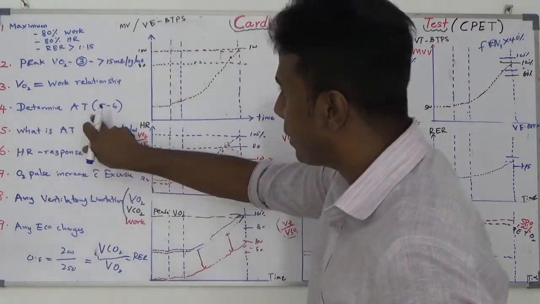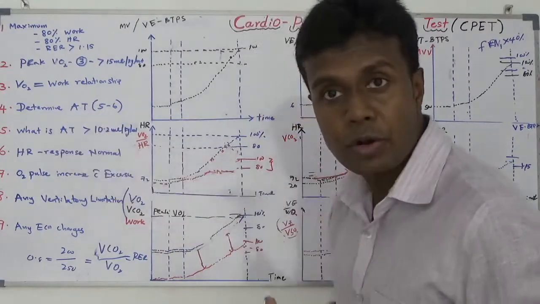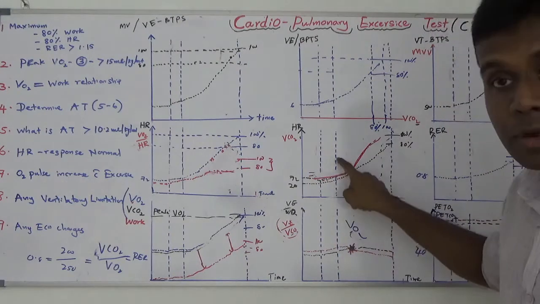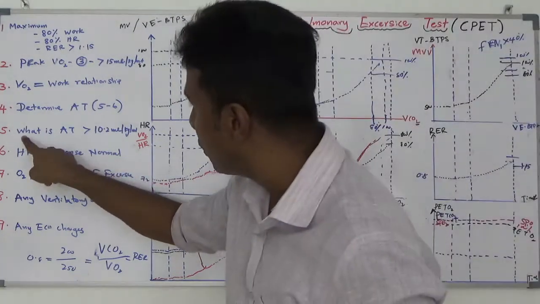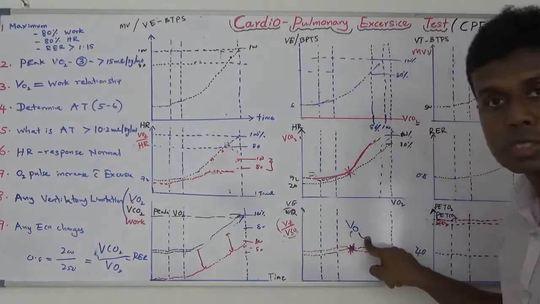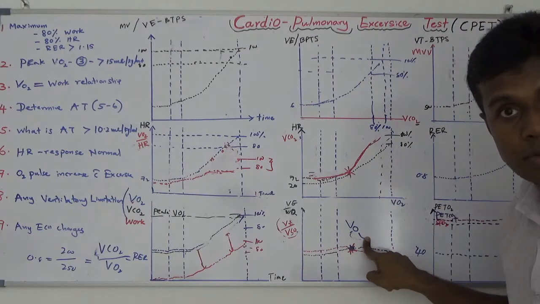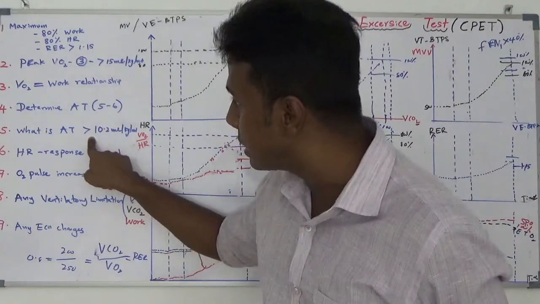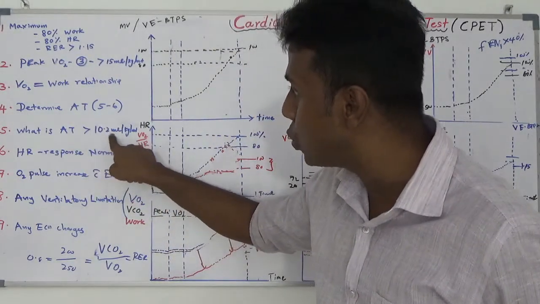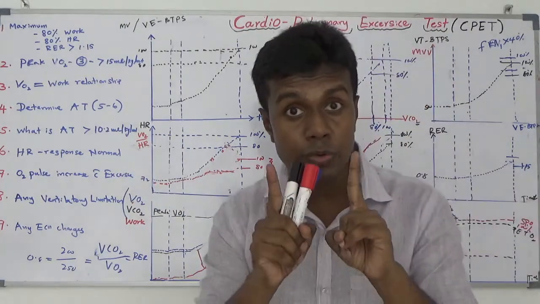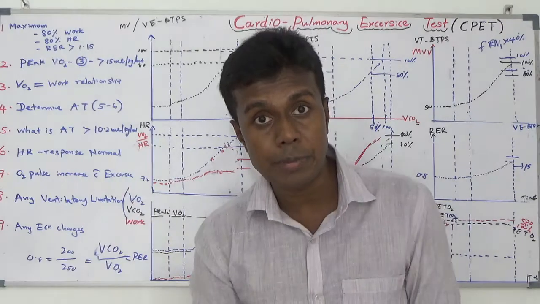Then you have number 4. You have to determine the anaerobic threshold. For that, you have to utilize graphs 5 and 6. After that, you have to check what the anaerobic threshold is. Here, volume of oxygen. Then you have to check whether that value is more than 10.2 ml per kilogram per minute.